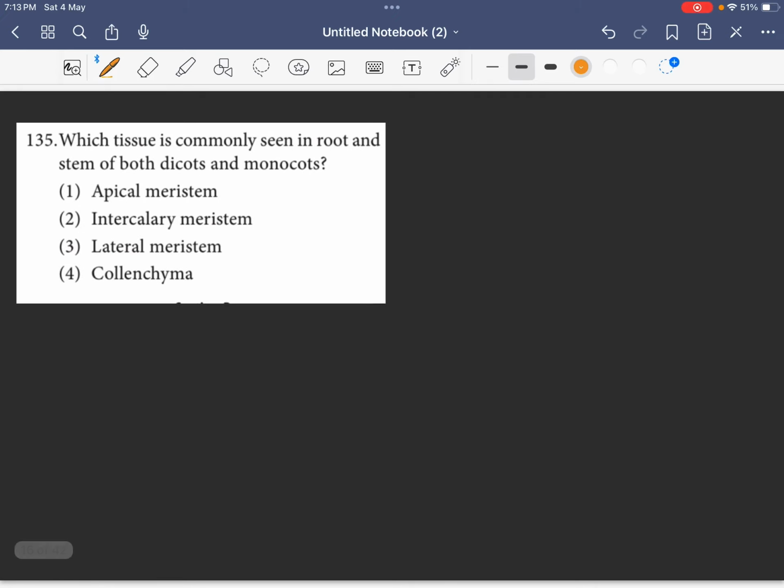Which tissue is commonly seen in the root and the stem of both dicot and monocot? Of course, it is the apical meristem. So, answer is 1.